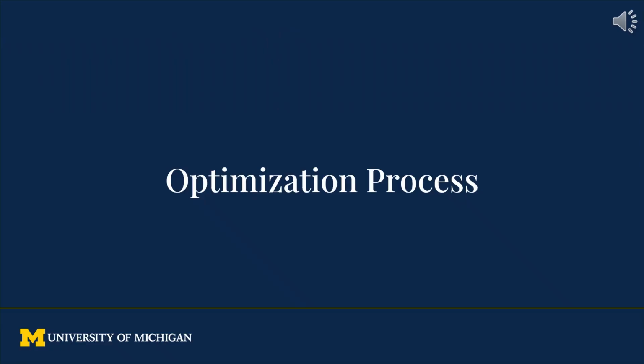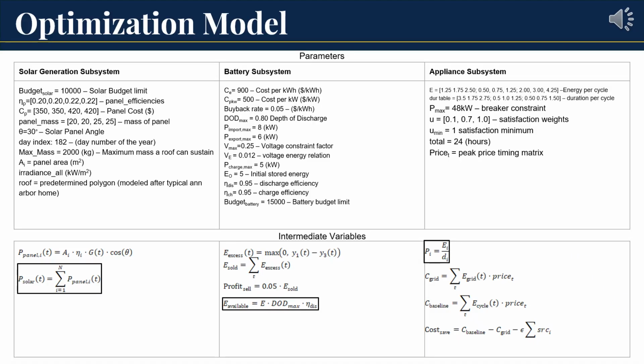Next, we'll look at our optimization process. Here's our optimization model structured into three respective subsystems. Starting with the solar subsystem, the key parameters include panel efficiency, cost, mass, and the available roof area. Using irradiance data of a typical year, we compute the power generated by each panel over time and sum them to obtain total solar output.